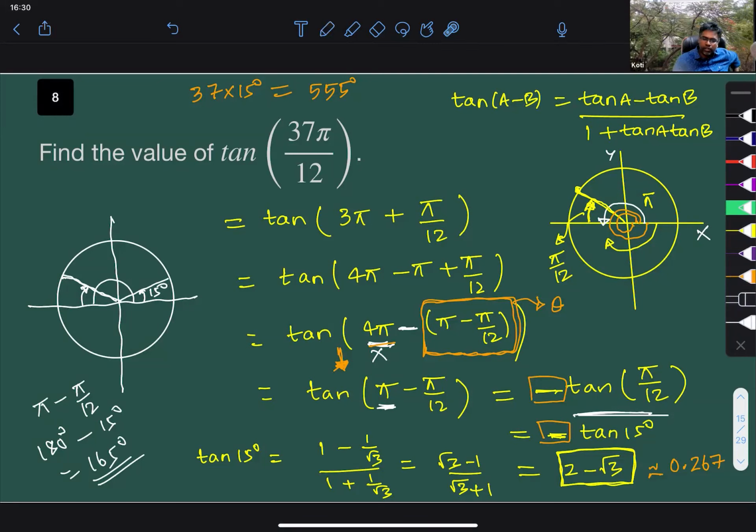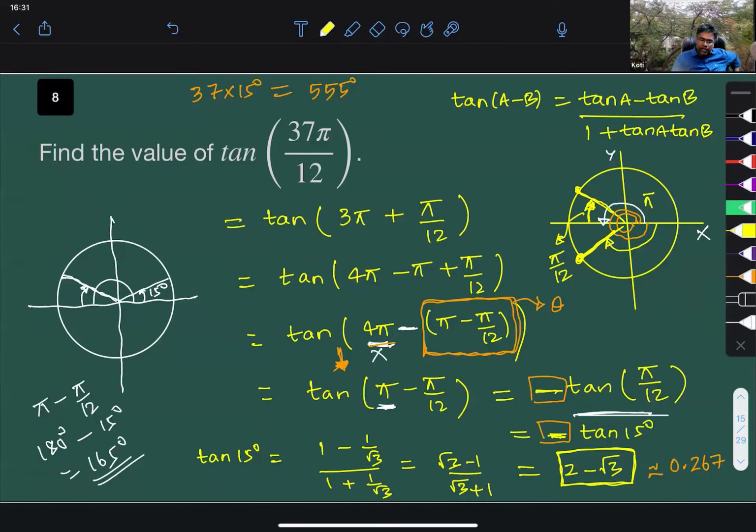See, now here, if you look at 4 pi, I'm going around the circle twice, right? And then this minus pi minus pi by 12, which is 165 degrees. So that means I will go back by 165, taking me to the third quadrant. When I go to the third quadrant, my values are positive. You guys understand? My values are positive.